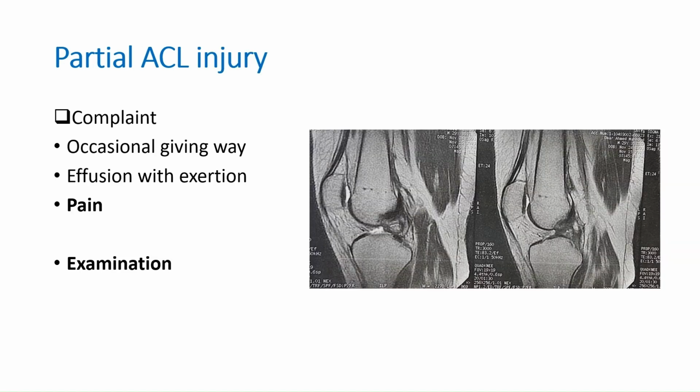But in partial ACL injuries, there is usually a complaint which could be occasional giving way, there could be effusion with exertion, there is pain, and in examination there is a difference in stability between the injured and the uninjured side. Although we don't have a +3 drawer and usually the pivot shift is negative. So we can see ACL fibers, but they are thinned and we can see them in only one cut.